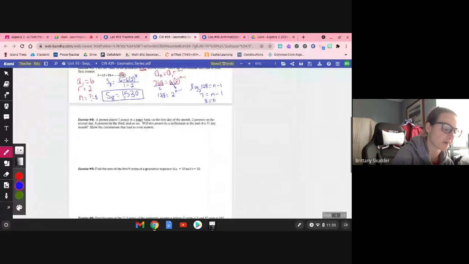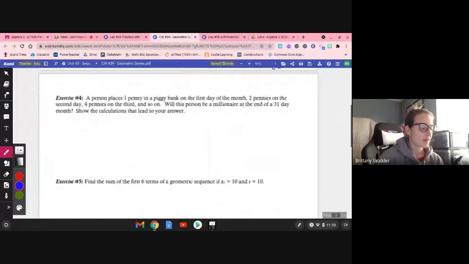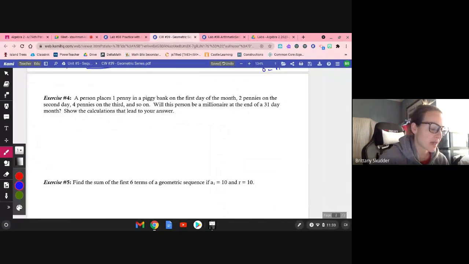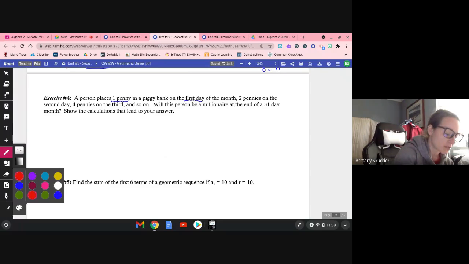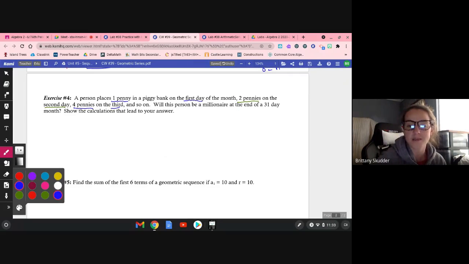Oh, this is such a fun problem here. All right. So a person places a penny in a piggy bank on the first day. So 1 penny on the first day of the month, 2 pennies on the second day of the month, 4 pennies on the third day, and so on. You could put a penny in a piggy bank, and then 2 pennies, 4, then 8, and so on and so forth. Will this person be a millionaire at the end of 31 days?